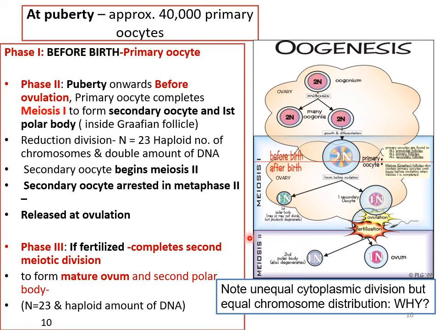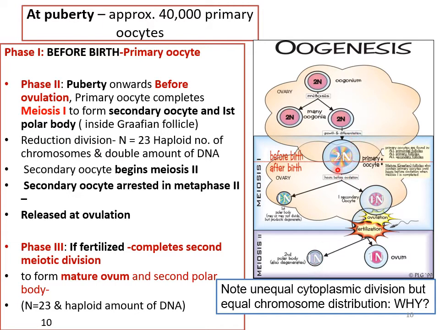Now, when does meiosis 2 get completed and when does it occur? That's phase 3 of oogenesis. Only if fertilized, remember this, only if fertilized, this secondary oocyte which was arrested in metaphase 2 will complete the second meiotic division to form a mature ovum. That's here. See, so only with fertilization will it form a mature ovum, again a large cell, and a smaller second polar body.